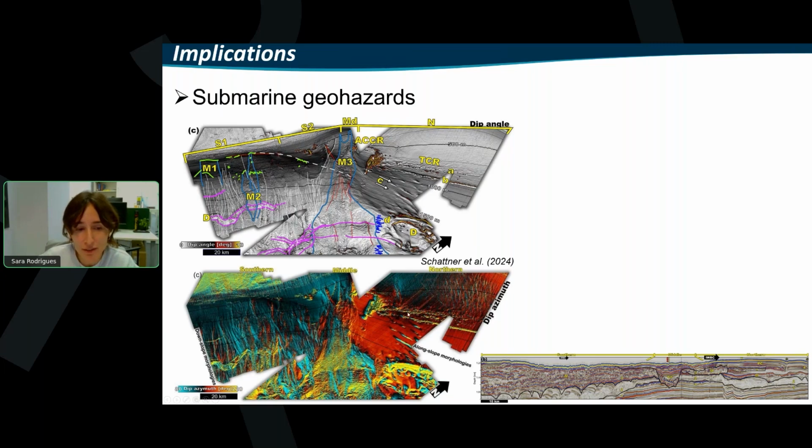So here, where we have the interaction between these two, we have a mixed system occurring. And you can see right away that the presence of these downslope flows, but also the alongslope flows, causes a lot of erosional features. And all of these features can be very significant for the presence of submarine geohazards, and to take that into consideration.